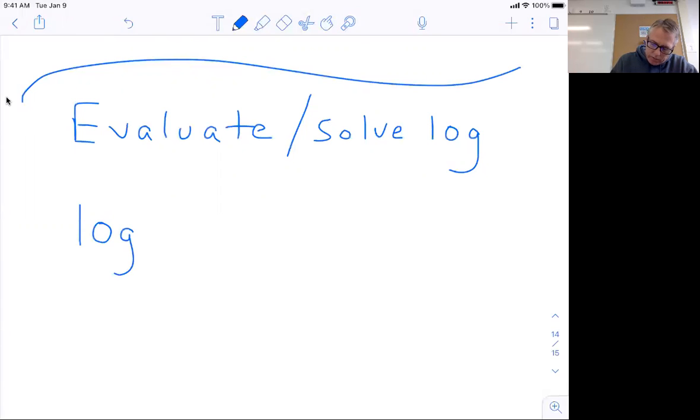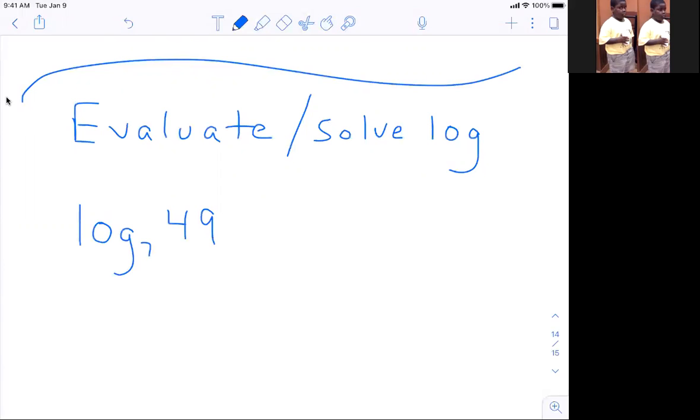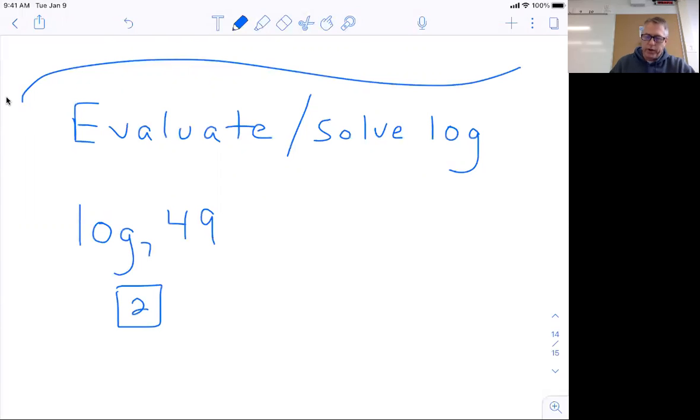is the value of log base 7 of 49? Okay, we could evaluate that. And the answer would be what? 7 to what power is 49? 2. So the answer is 2, right? So that would be considered evaluating.